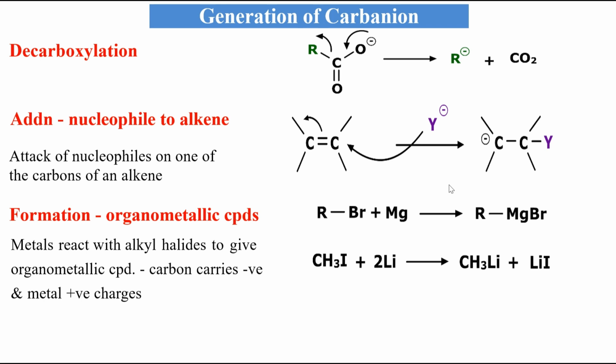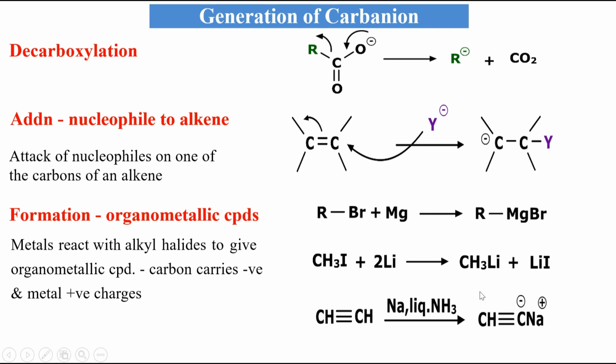I treat an alkyl halide with lithium metal. I'll get the corresponding methyl lithium and lithium iodide. Lithium is more electron donating than carbon. It donates electrons and carbon becomes electron rich in the presence of lithium. I take acetylene and treat it with sodium and liquid ammonia. I'll get the sodium salt of the acetylide anion.